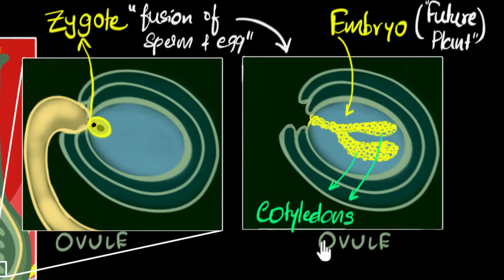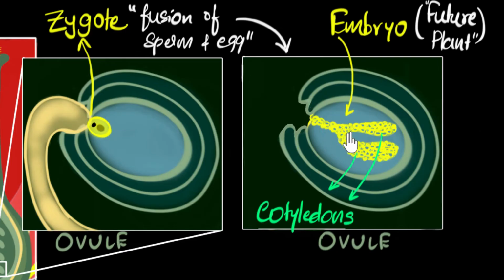And their main job is to provide the embryo with all the nutrition, all the food that they need. Once it starts growing, it will require a lot of food. And remember, we don't have leaves yet. So until the new leaves get formed, the cotyledons are the ones that are going to provide nourishment when it starts growing. We'll look at that in a second.